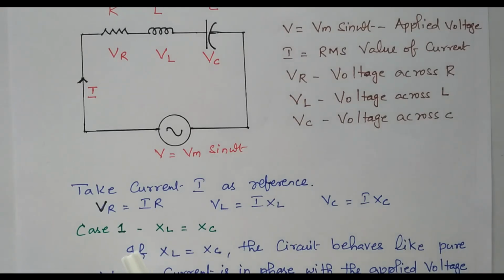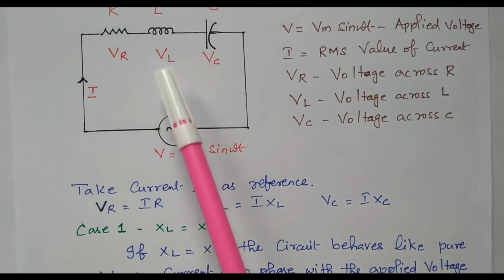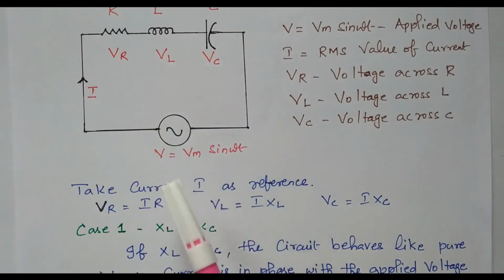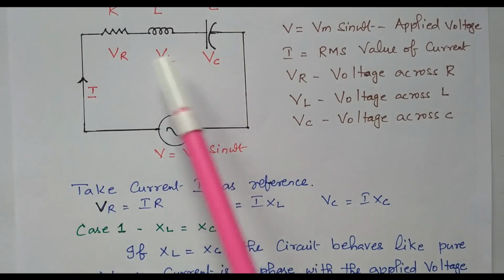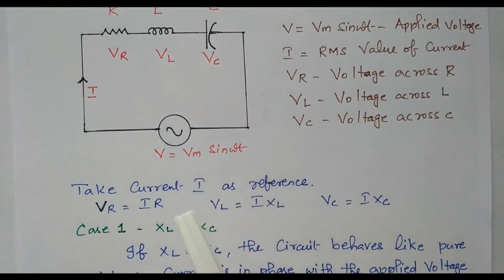The analysis of the RL circuit and RC circuit is available in the previous video. The link is available in the description box, you can view that. In this circuit we have both inductor and capacitor, so based on their values, the current may be lagging or leading. Based on that we have three different cases.